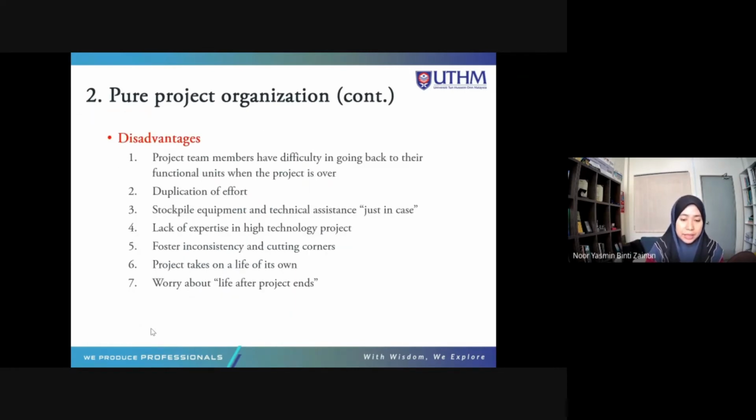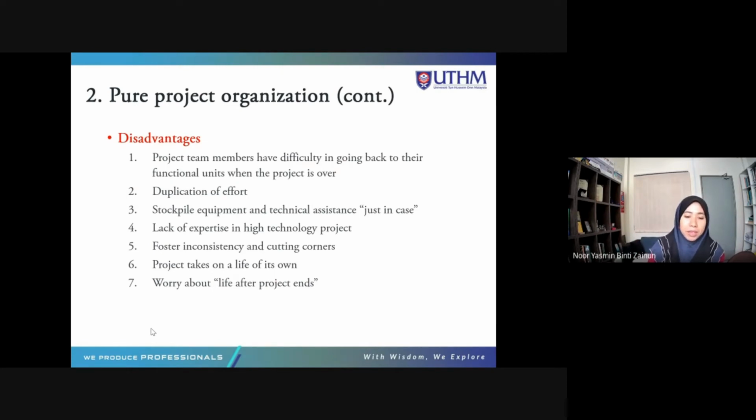However, the disadvantages: the project team members have difficulty going back to their functional units when the project is over. And duplication of efforts. Because in Project A there is finance, Project B has finance, Project C has finance, but different people doing the same task because we have different staff according to the project. Each project has its own staff. That's why there is duplication of effort: this one does finance only for Project A, this one only for Project B, and C also does finance only for Project C.